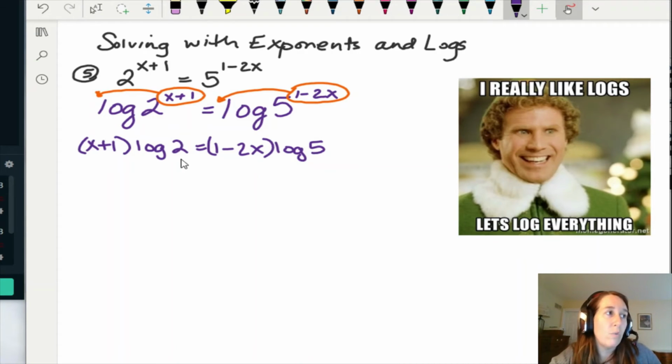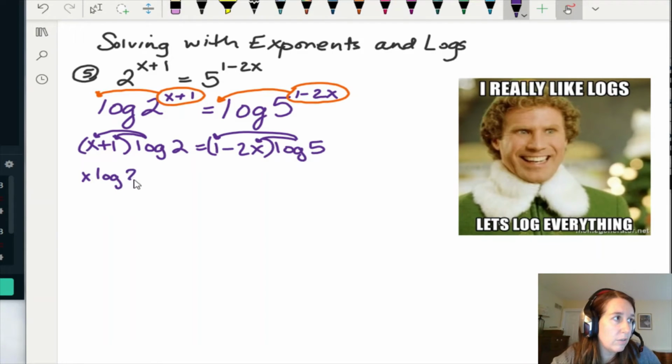Okay, so what I would probably do next is multiply in the log of 2 and the log of 5, because that's what that means, right? They're multiplied. So this is x times log 2 plus 1 times log 2, or just log 2, equals, and then this is log 5 times 1, so log of 5, and then minus 2x times log of 5.